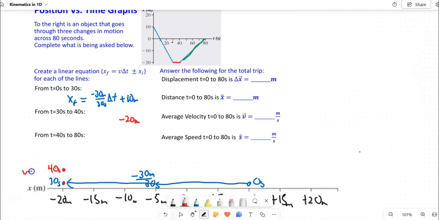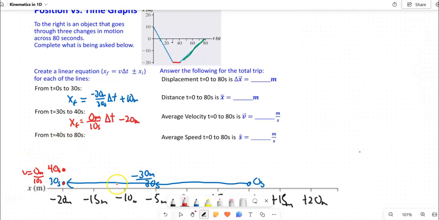When this happens, the only way you could draw this over 10 seconds is if it did not move. Okay, so that is 0 meters displacement over that 10 seconds from 30 to 40. Okay, delta t. So this linear fit is only good for this line right there.